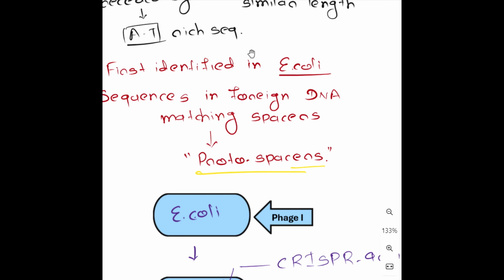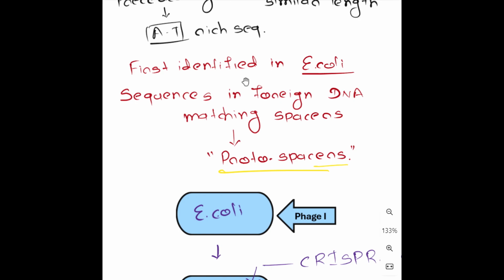Nearly 20 years after CRISPR loci was identified in E. coli, spacers were found to derive from viral genomes and conjugative plasmids, which serve as records of previous infection. Sequences in foreign DNA matching spacers are referred to as protospacers.